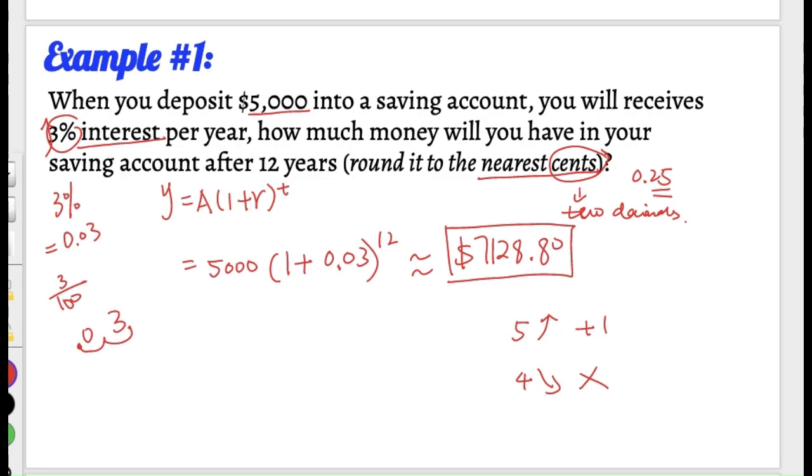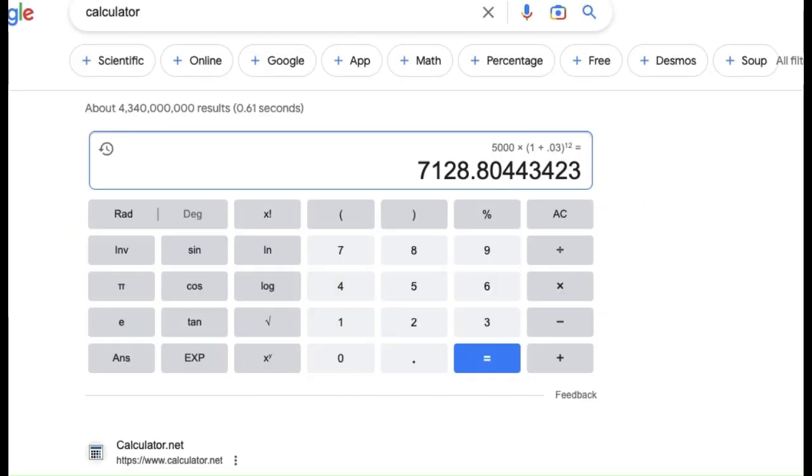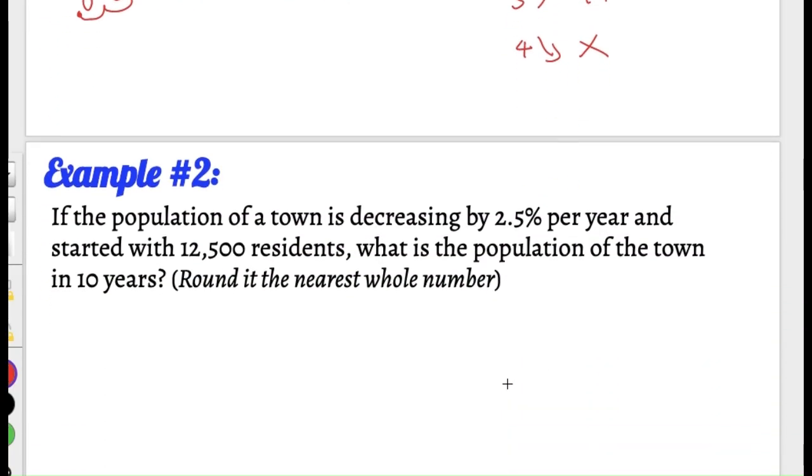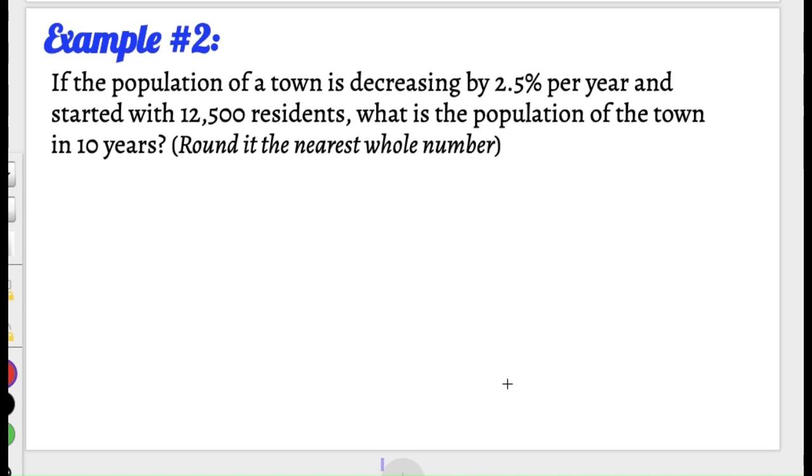Okay, this is how we type everything in the calculator and get the answer. Let's move on to the next one. This one says the population of a town is decreasing by 2.5% per year and the starting residents is this amount, and it asks for the population after 10 years. Again, the keyword here, decreasing, indicates we have to choose the decay model.